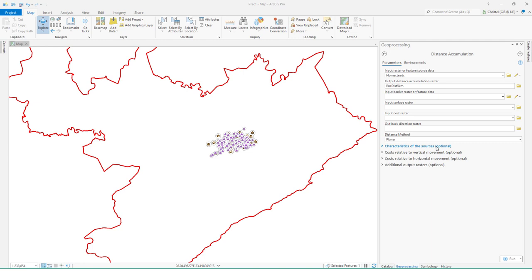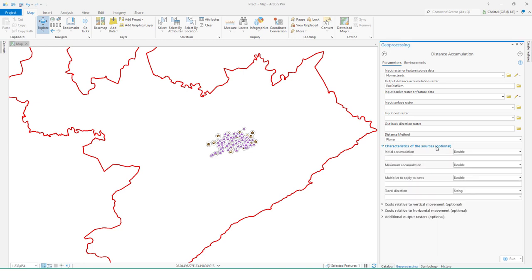However, if you know how far you want to travel, so here I want to travel for 5 kilometers, I can set my maximum accumulation of distance to 5 kilometers. It's important here that you know what your data uses in terms of units. My data are projected into a planar projection in meters, so 5 kilometers is equal to 5,000 meters. And that is how you would then calculate the Euclidean distance using the distance accumulation tool.